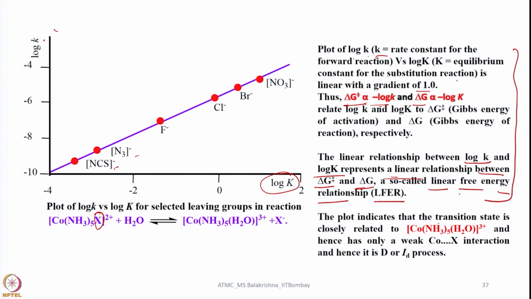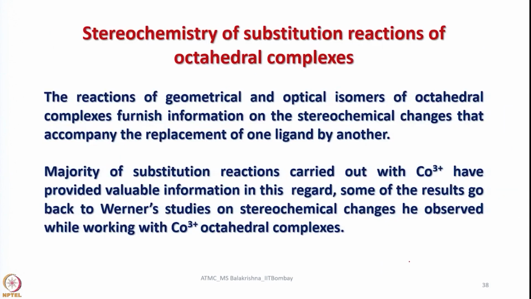The plot indicates that the transition state is closely related to this one and hence has only a weak COX interaction, and hence it is a D or ID process. This is all about Eigen-Wilkins mechanism.